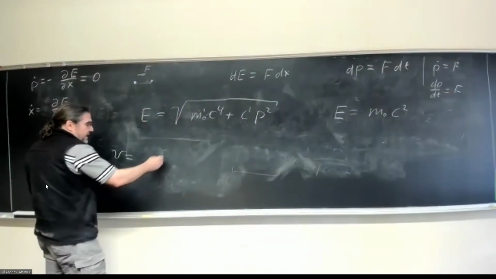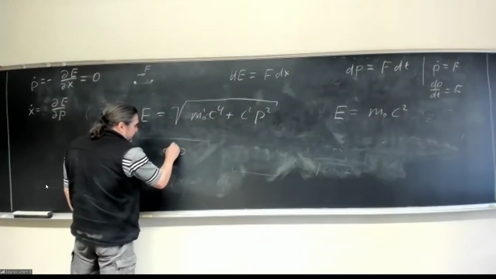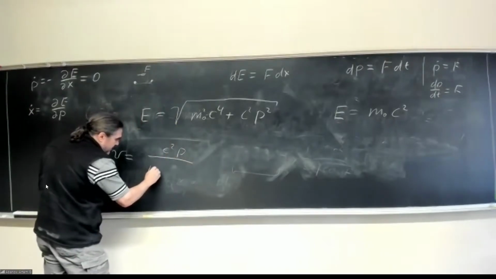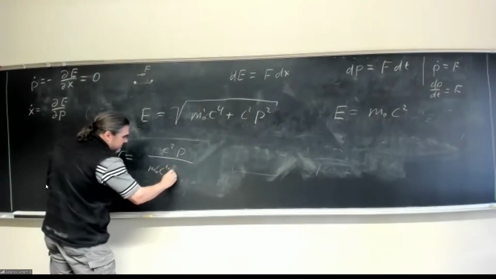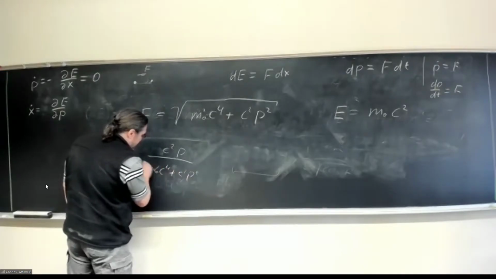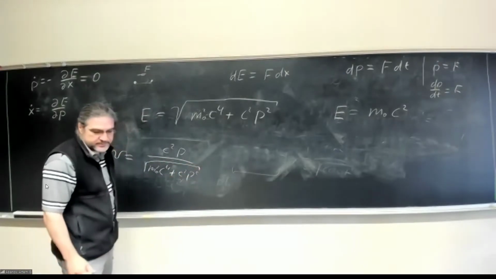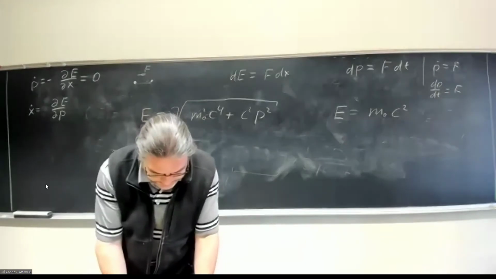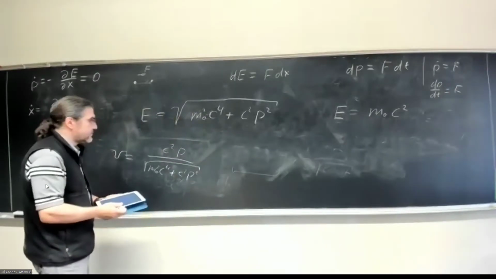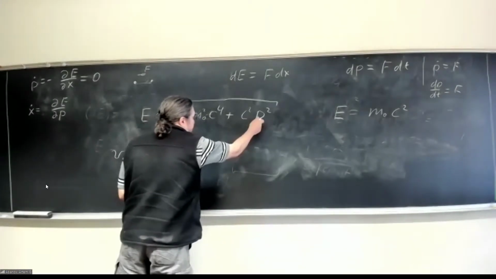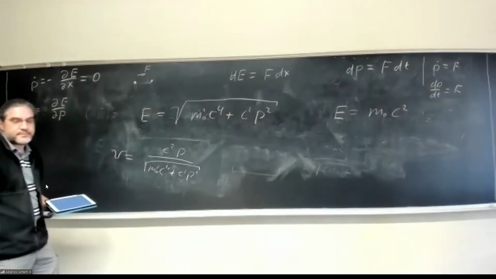Right? And what you find is that it's c squared p divided by the same square root, the square root of m naught squared c to the fourth plus c squared p squared. Right? That's just a derivative. I just differentiate this function with respect to this letter. That makes sense?